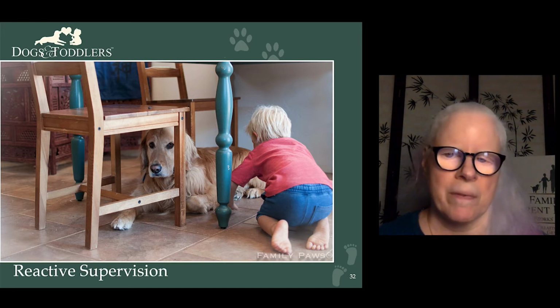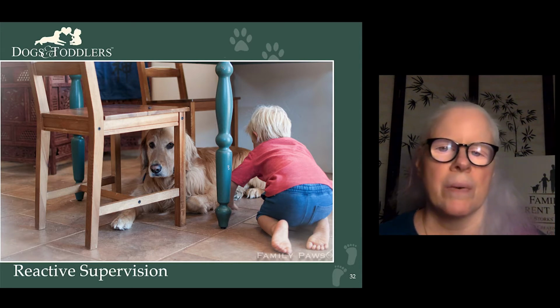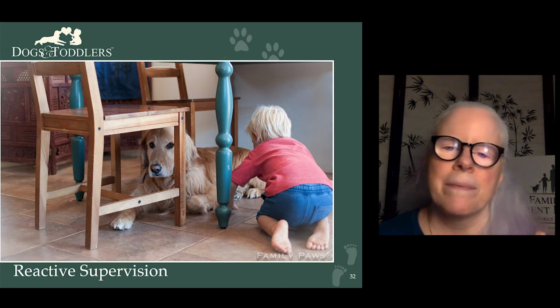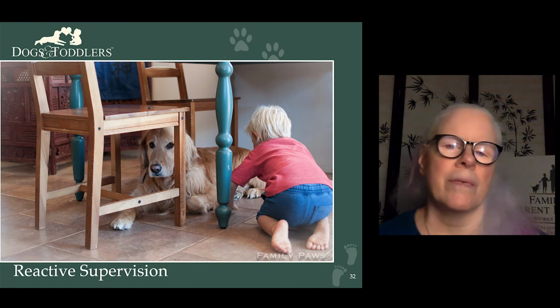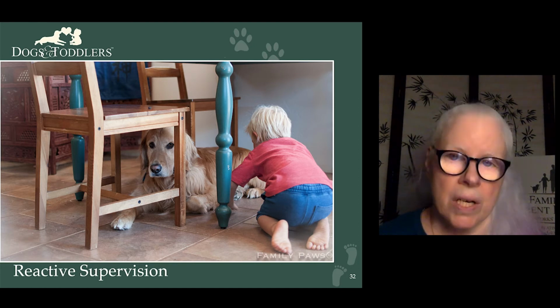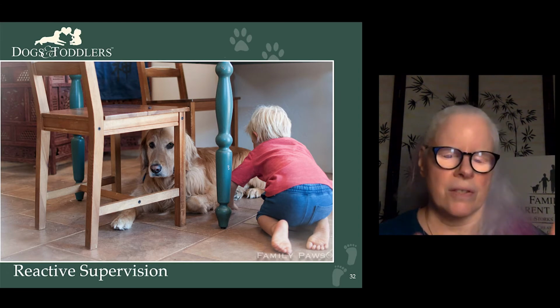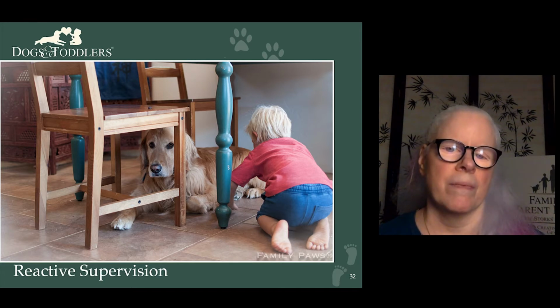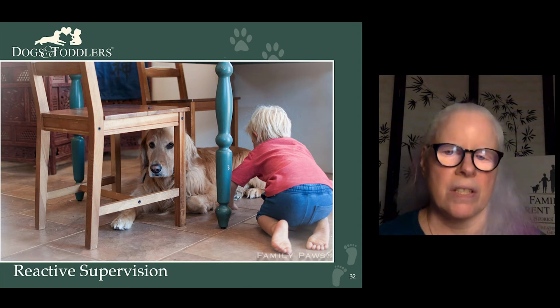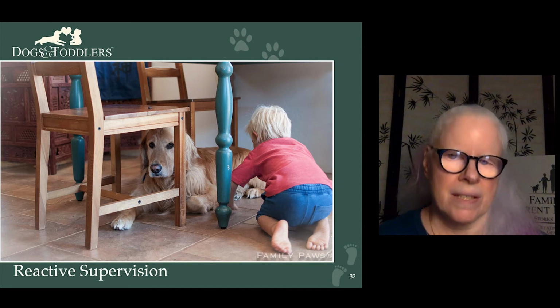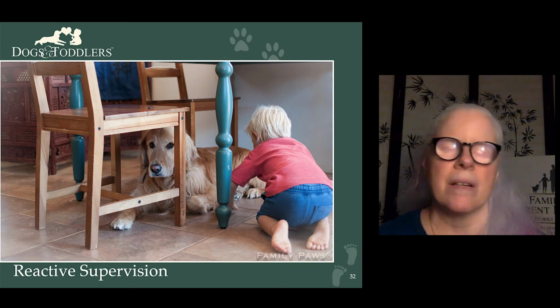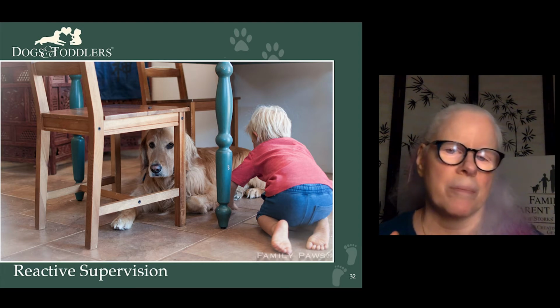So if you're passively supervising and you have a newly crawling baby, it's very, very likely that if your dog is in the room and your child could have access to your dog, your child will try to get access to your dog. And so we go from passive supervision to reactive supervision, because when your child crawls up to your dog, most likely you're going to react. You're going to want to intervene. So what I want to stress here is that this is something that I want everybody to proactively prevent.